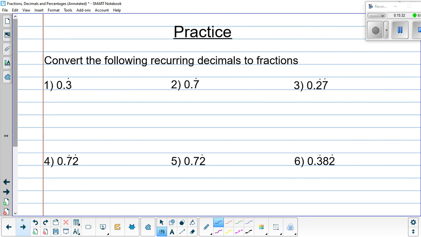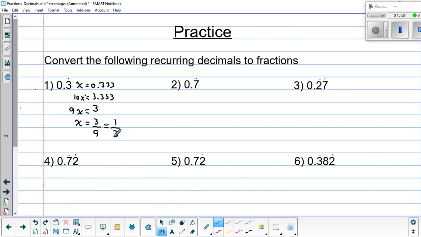Okay, welcome back. So here we state x equals 0.333. Then we have 10x equals 3.333. When we subtract them, we're going to find 9x equals 3. So x equals 3/9, which equals 1/3. We've dealt with 0.3 repeating a lot.